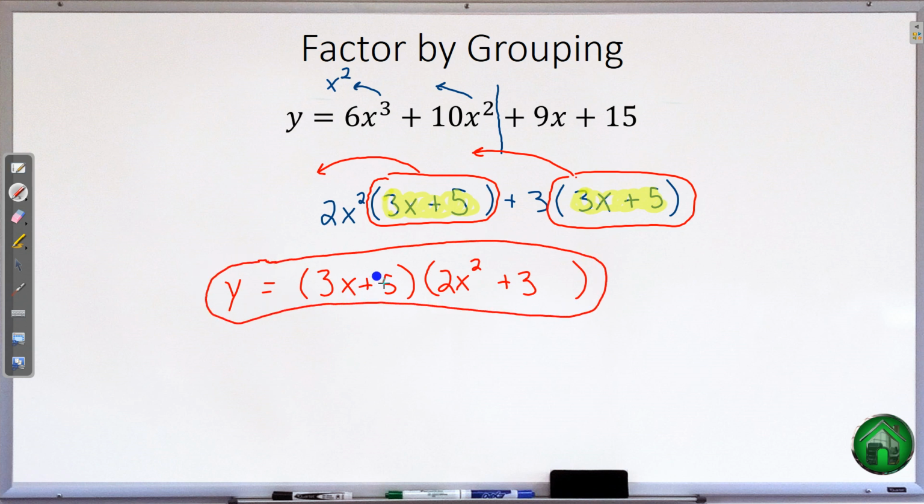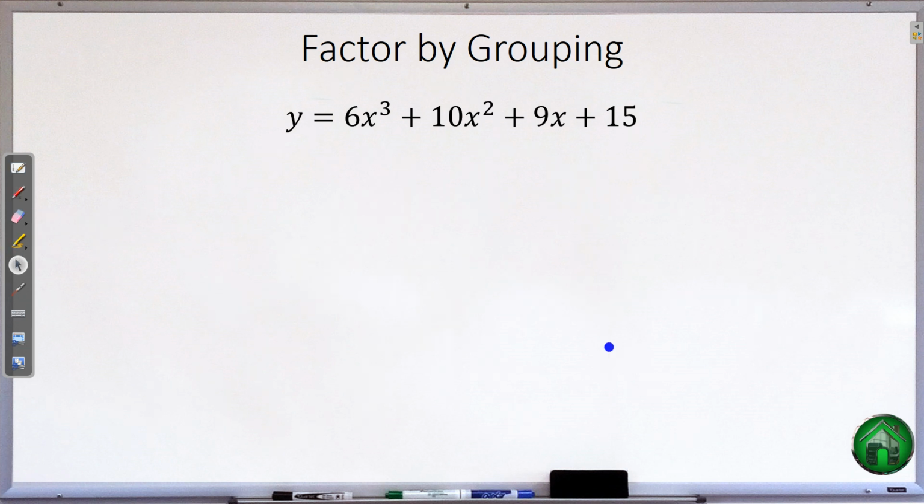If you wanted to, you could find the x-intercept here. It's negative 5/3. And this one's a little bit more difficult. It's an imaginary number, but still, we have ourselves in factored form, which was our goal. So that's grouping. One more for us to take a look at.